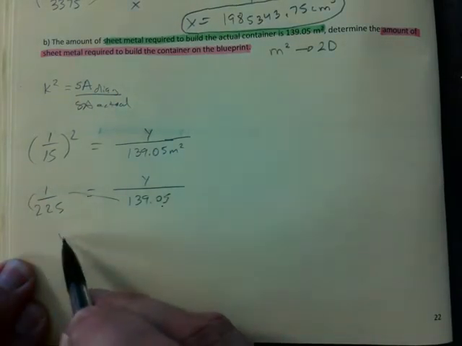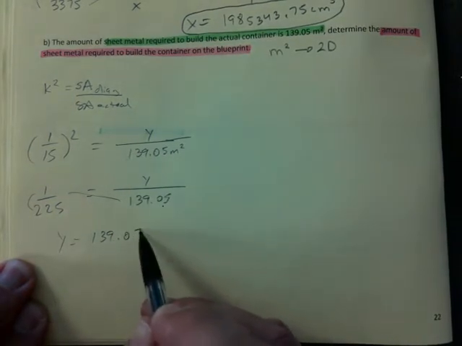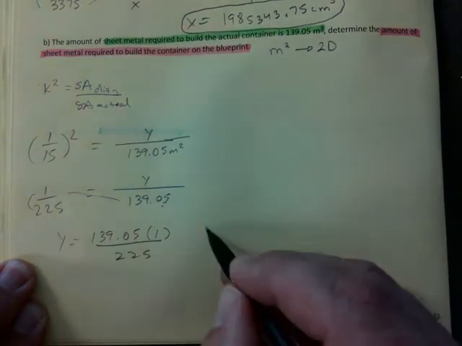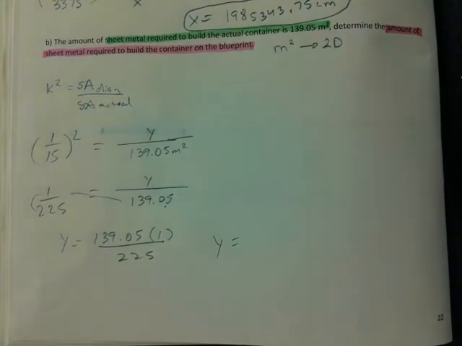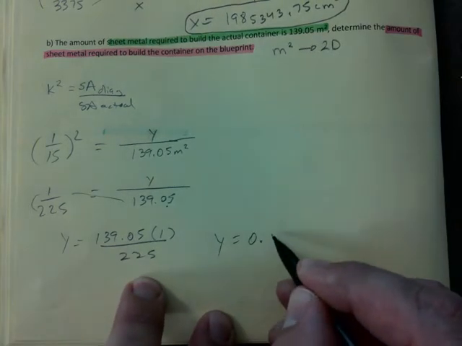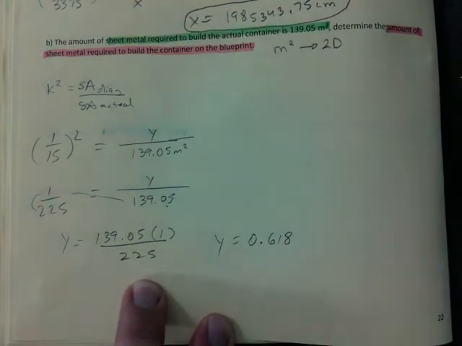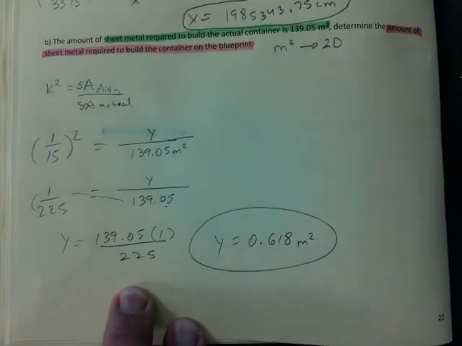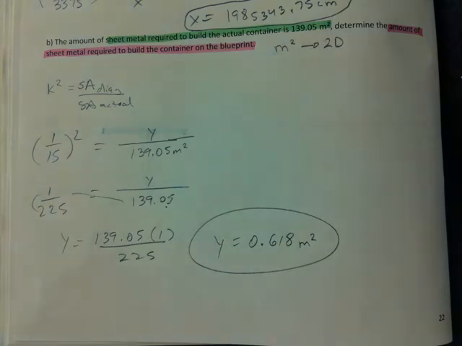Cross multiply and divide. So watch this. 139 times 1, right? You multiply by 1 divided by 225 because it's a different setup, right? So 139.05, that's 0.618. And I'm in meters squared. Okay? And it makes sense because I'm going back to the one on the blueprint, right? The small one, right? So that makes sense.